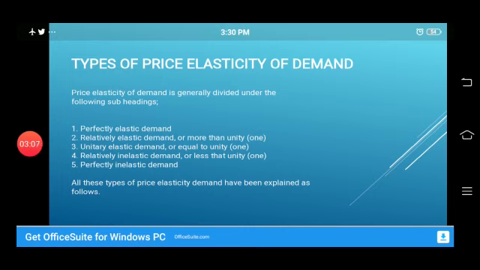Now, we will discuss the types of price elasticity of demand. Price elasticity of demand is generally divided under the following five subheadings. Number 1 is perfectly elastic demand. Number 2 is relatively elastic demand, or elasticity more than unity. Unity means 1. Number 3 is unitary elastic demand, or equal to unity, equal to 1. Number 4 is relatively inelastic demand, or less than unity, meaning less than 1. And number 5, the last one, is perfectly inelastic demand. All these types of price elasticity of demand are explained as follows.